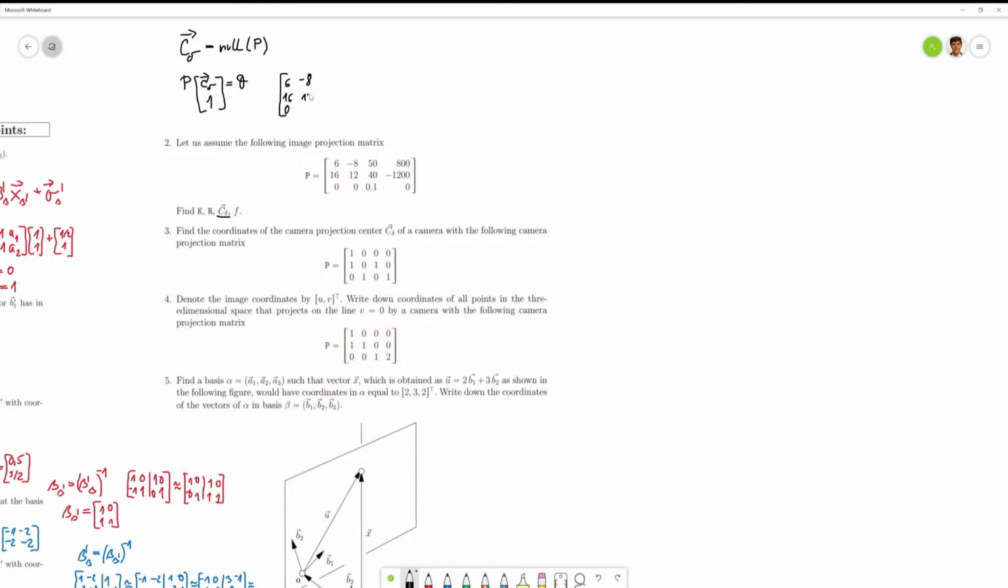Therefore we can write P times C extended by 1 equals 0. By assigning the values to this equation, we see that the last column is multiplied by 1. So we want to have some multiple of first, second and third column to get a 0 vector. One possible example is to multiply the second column by 100. We see that C in delta is 0, 100, 0.